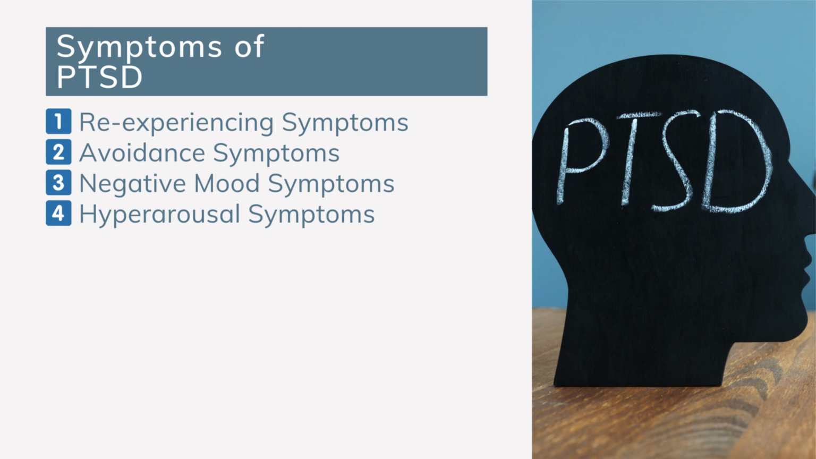What are the symptoms of PTSD? These symptoms are grouped into 4 categories. We have re-experiencing symptoms, wherein the patient experiences flashbacks, nightmares, and intrusive thoughts. We also have avoidance symptoms. This is when the patient avoids trauma-related places, conversations, and emotions. Third are negative mood symptoms such as guilt, hopelessness, and emotional numbness. Fourth are hyperarousal symptoms. This is the person always feeling on edge, with difficulty sleeping or presenting with irritability.